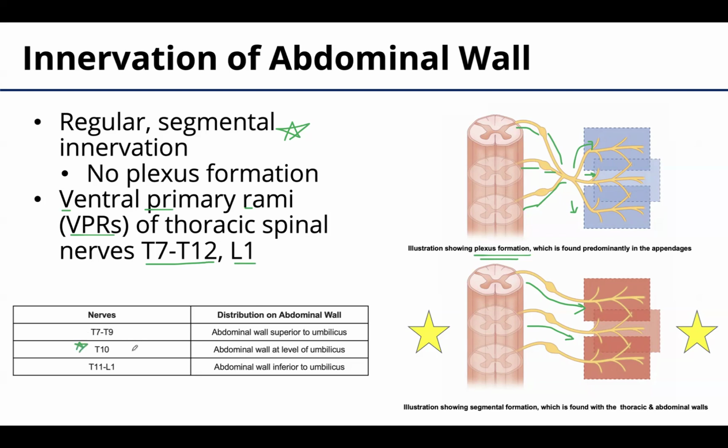T10, so thoracic spinal nerve 10, is a nice place of reference because it will serve the territory at the level of the umbilicus, or the belly button. So you can kind of figure out from there, T7 through T9 is going to serve the abdominal wall superior to the umbilicus. T11 through L1 will serve the abdominal wall inferior to the umbilicus. So if you know T10, you can get a good idea in terms of the regions elsewhere.